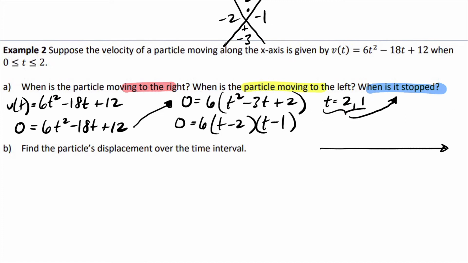There you go. We use a number line. So we have 1, 2. And then how do we figure out where it's positive and where it's negative?